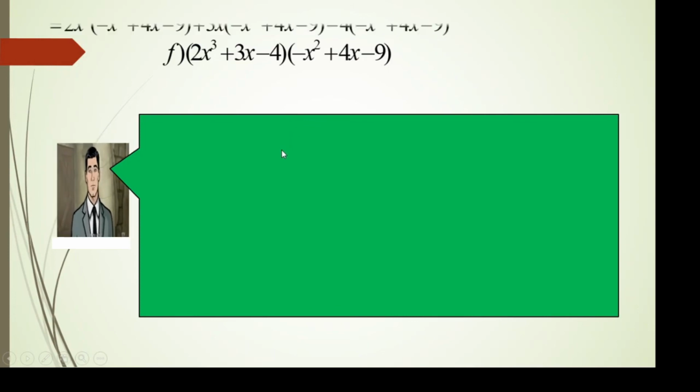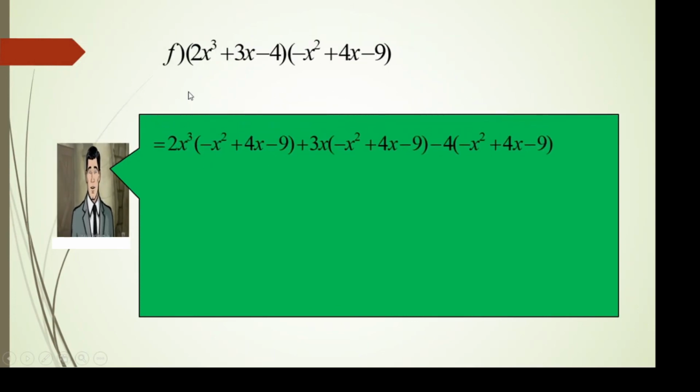Okay, so we multiply all terms in the first quantity to the second quantity. Okay, and that is 2x cubed times the second quantity, that is negative x squared plus 4x minus 9. Then positive 3x multiply by second quantity, negative x squared plus 4x minus 9. Then negative 4 multiply by second quantity, and that is negative x squared plus 4x minus 9.